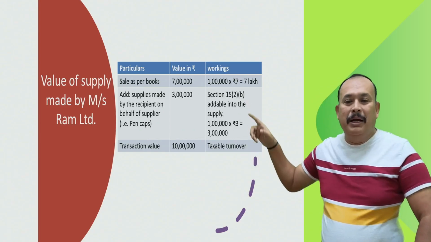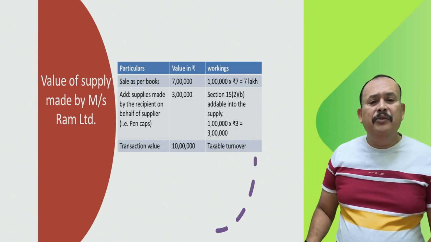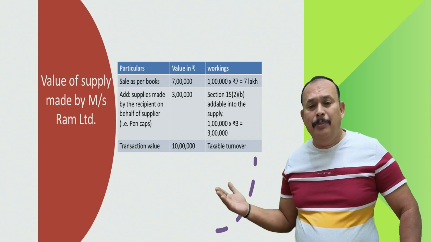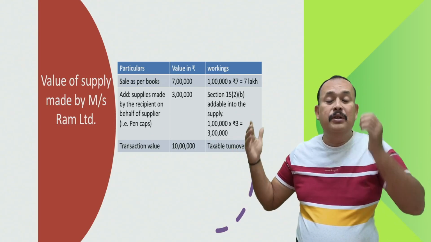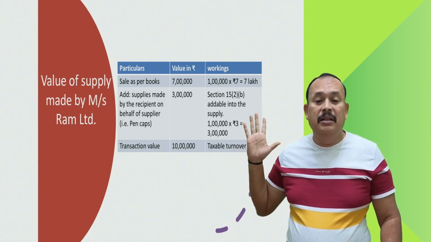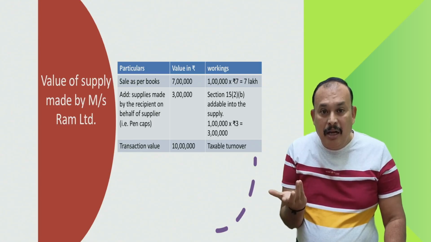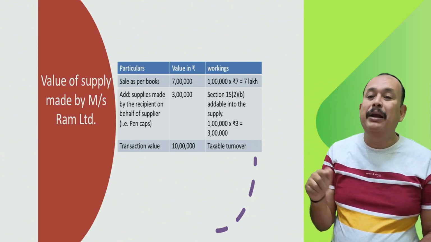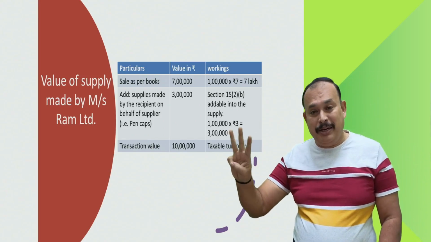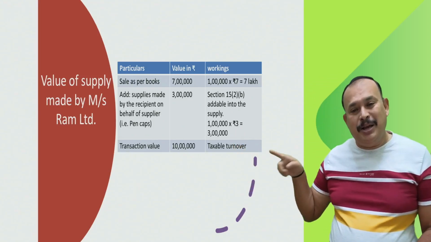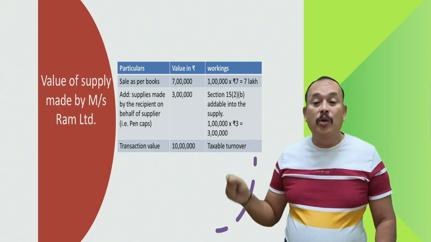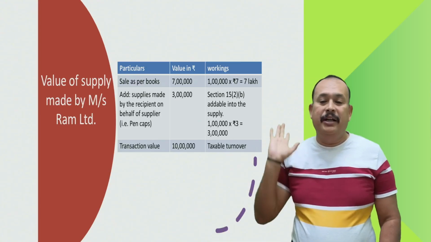Okay. Now, please come back. Here, what is the value of supply for RAM Limited? The sold value is 7 rupees per pen, 1 lakh pens, therefore 7 lakh rupees. Add the supplies made by the recipient on behalf of the supplier, pen caps, 1 lakh caps at the rate of 3 rupees per cap. Therefore, 3 lakh rupees should be added back. And the transaction value to pay GST on what value? On 10 lakhs by RAM Limited.